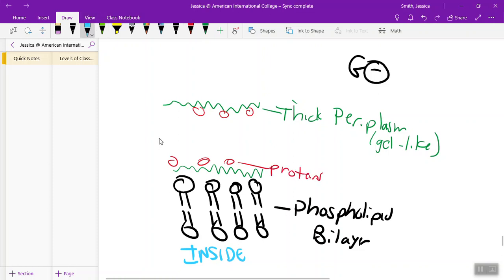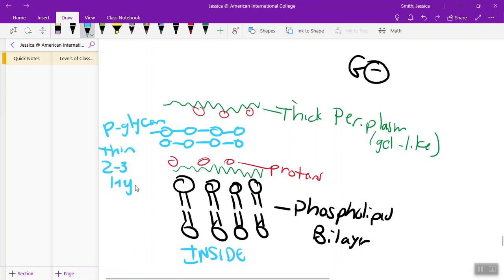Now, the next thing we're going to find inside the periplasm is the peptidoglycan. So the peptidoglycan is inside the periplasm, but it's very thin. Maybe like 2 to 3 layers of it. Then the last thing, this is so different. Gram-negative bacteria actually have a second membrane. An outer membrane is what we're going to call it.